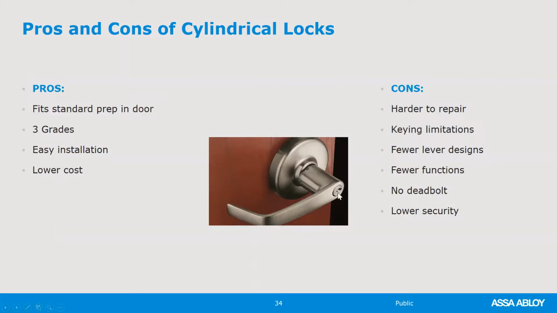Keying limitations, because of the shape of the conventional core, you may be limited to just that manufacturer's keyways. Fewer lever designs, fewer functions, no deadbolt, and so that's lower security. In hospitals, we do use deadbolt functions. As long as you can retract the deadbolt and the latch bolt together, which in most mortise locks you can, then that is going to give you extra security with one motion free egress.